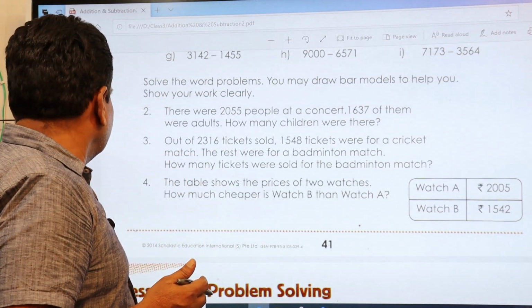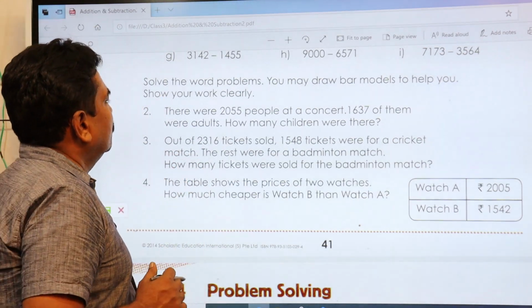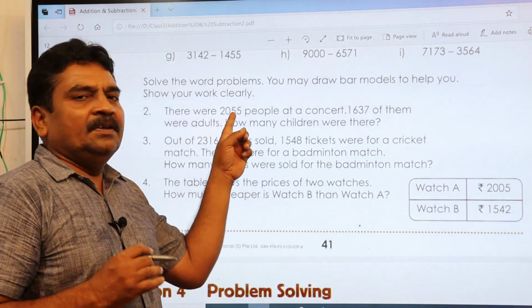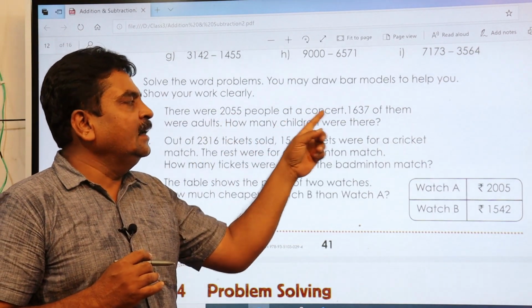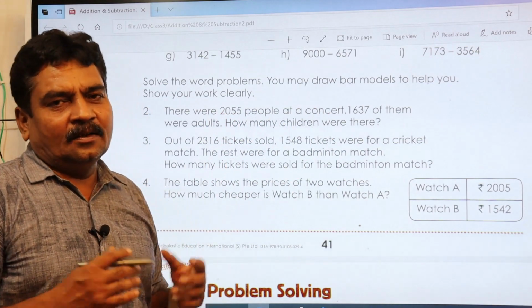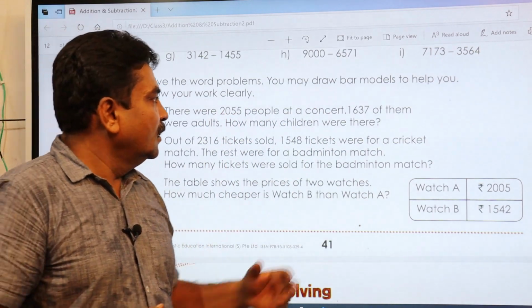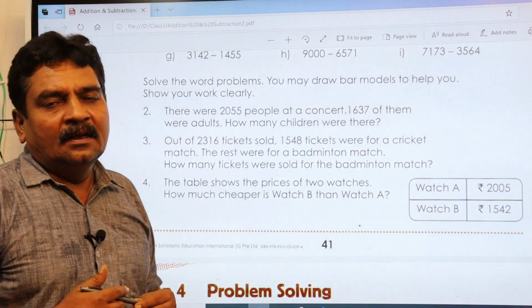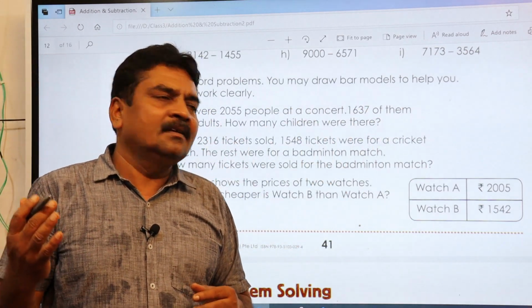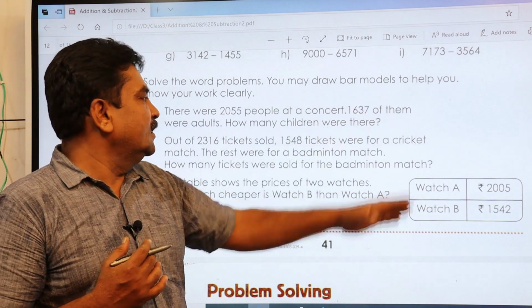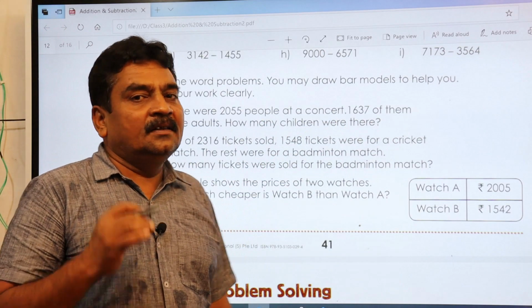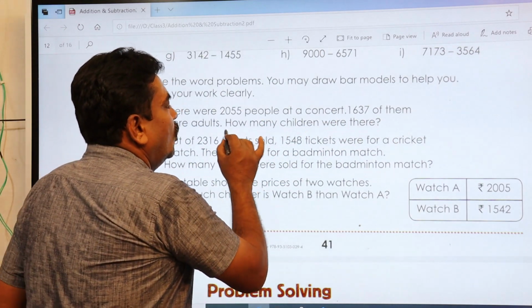The question is like this. There were 2055 people at a concert. Concert means a program, an event. 1637 of them were adults. How many children were there? This is the question actually.